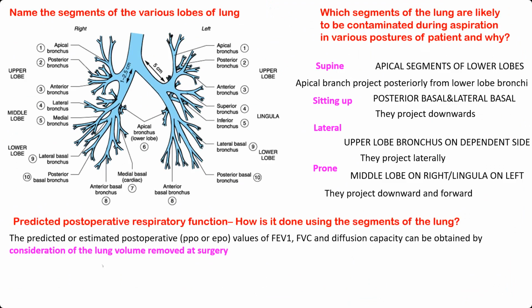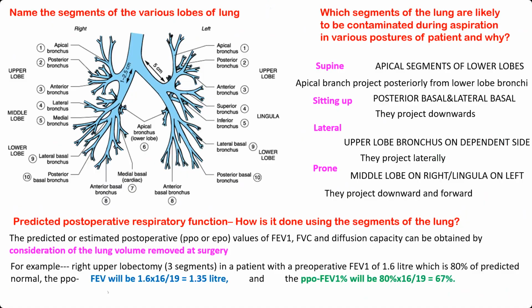So you can calculate the patient's efficacy to have a normal respiratory function after a lobectomy or a pneumonectomy by estimating the postoperative FEV1 and FVC and diffusion capacity. These three parameters are taken into account, especially when you want to remove a large volume of the lung.